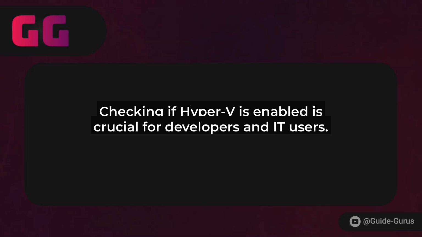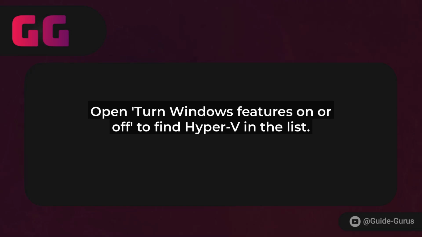First things first, what is Hyper-V? It's Microsoft's native virtualization platform that allows you to create and manage virtual environments directly on your PC. But before you start using it, you need to confirm if it's already enabled. Let's jump right in with the easiest method.